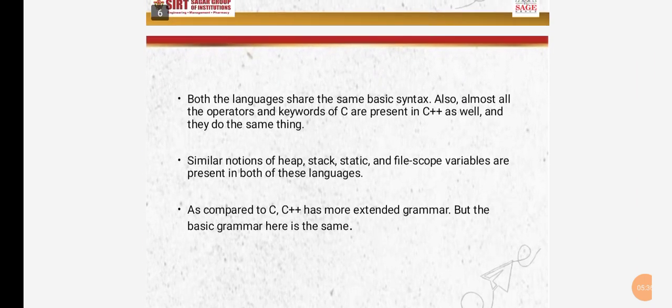Both languages share the same basic syntax. Almost all the operators and keywords of C are present in C++ as well, and they do the same thing. A similar notion of heap, stack, static and file scope variables is present in both of these languages. C++ has a more extended grammar, but the basic grammar is the same.